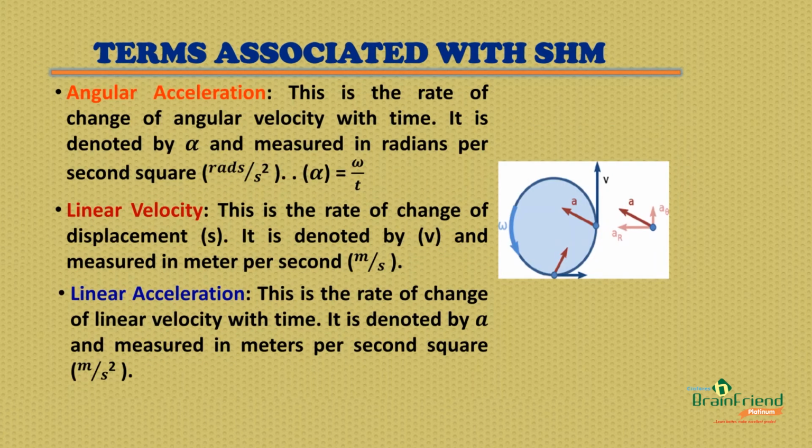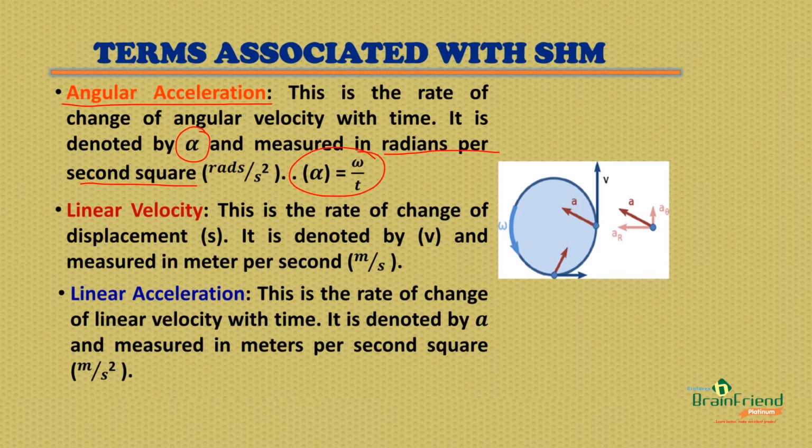Going on, we have angular acceleration. Angular acceleration refers to the rate at which angular velocity changes with time. It is denoted by the symbol alpha and measured in radians per second square. Mathematically, alpha is equal to omega over t.